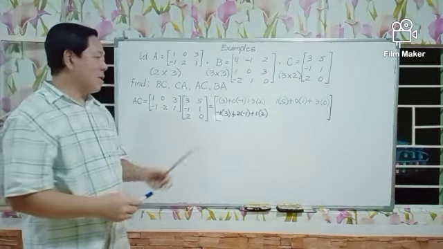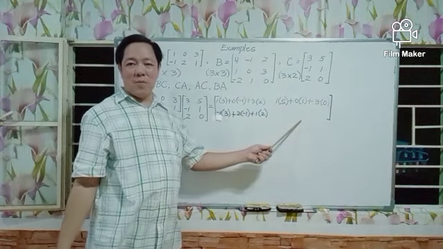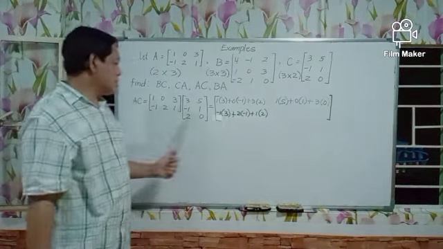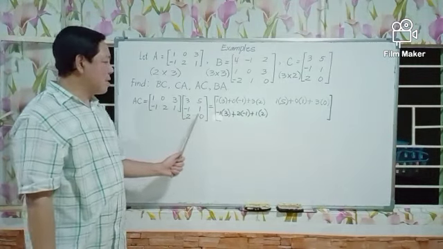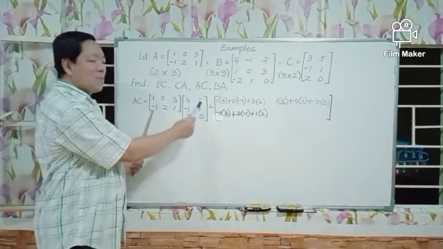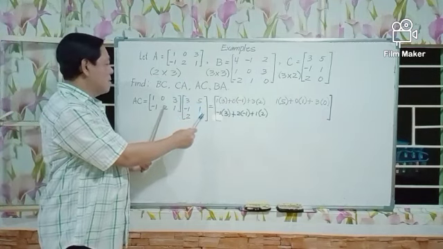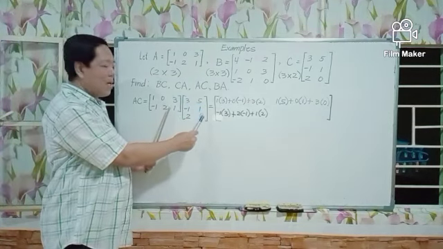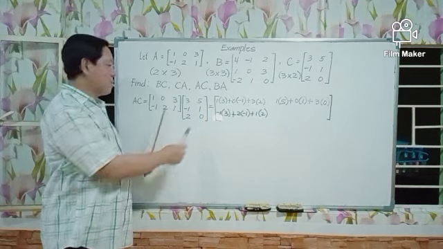And the last entry in the second row is obtained by multiplying the second row of matrix A by the second column of matrix C. Negative 1 by 5 plus 2 by 1 plus 1 by 0.